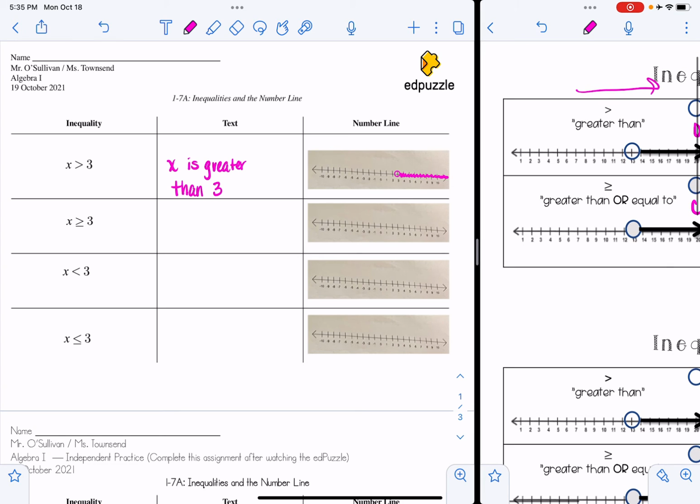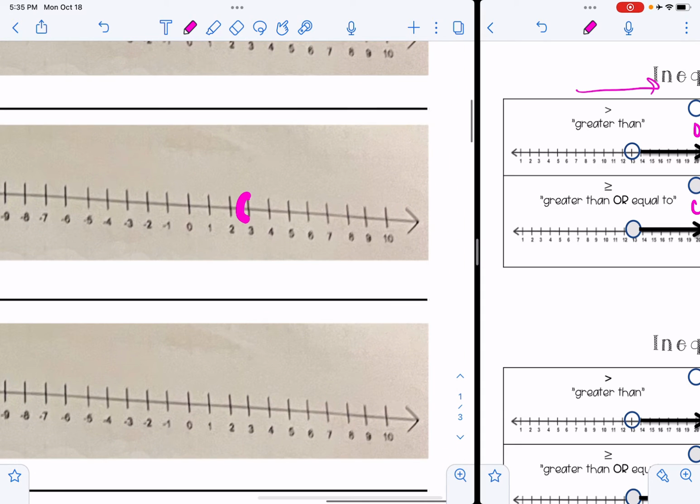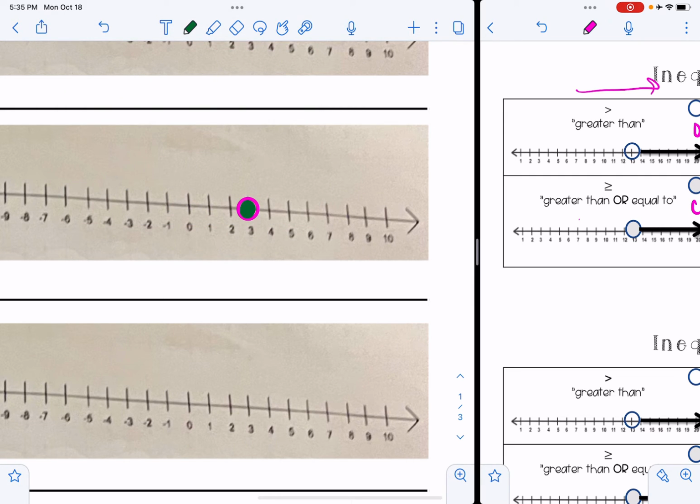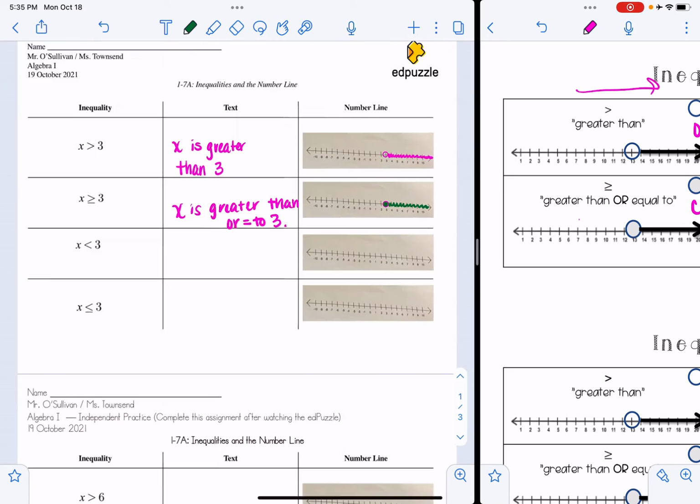Now, if I look at my second one, I have to ask myself, what type of inequality symbol is this? It's greater than or equal to. So when I translate this, it would be x is greater than or equal to 3. So now I simply go to the number 3, and I have to ask myself, is this an open circle or a closed circle? It is a closed circle. So I'm going to shade in that 3, and then I'm going to shade to the right. And that's how you shade these.